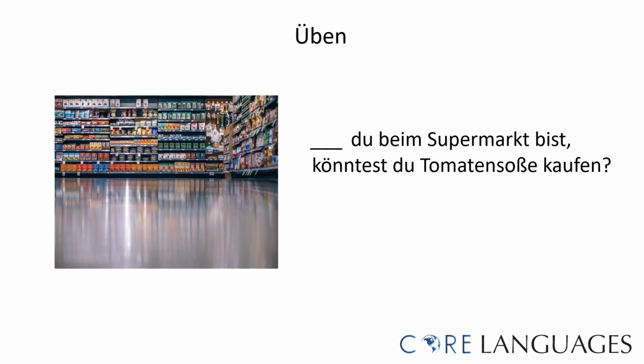And how about this example? Dass du beim Supermarkt bist, or da du beim Supermarkt bist, könntest du Tomatensauce kaufen. The correct sentence is, da du beim Supermarkt bist, könntest du Tomatensauce kaufen. Because you are at the supermarket, or as you are at the supermarket, could you buy tomato sauce?